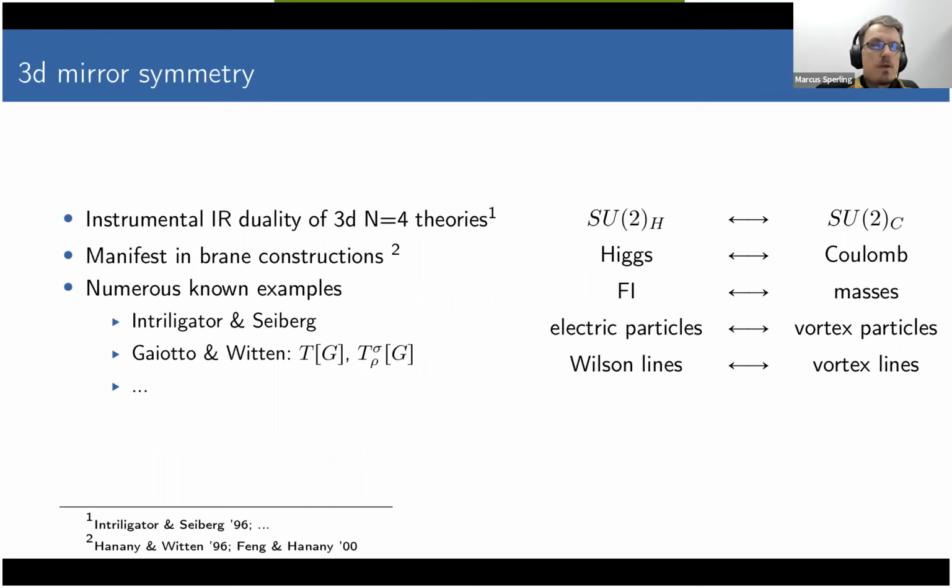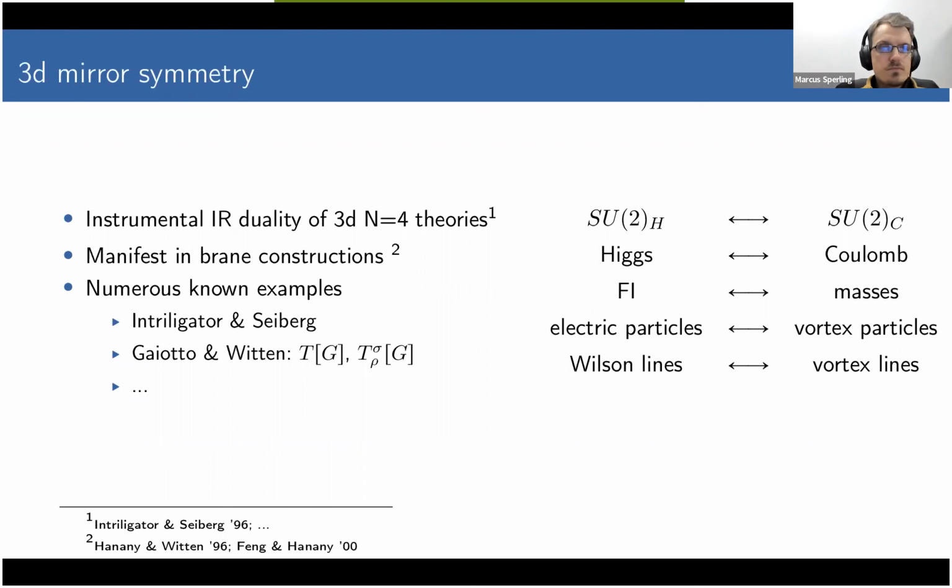And in all of these examples, basically what we expect is that we have two theories which are IR dual to each other, meaning they are equivalent upon exchange of certain quantities. We know that some of these quantities are, for instance, the two asymmetry factors. The others are, of course, which have been extensively discussed in this meeting, the Higgs and the Coulomb branch. Then we know the deformation parameters. And we also know that the electric and vortex particles are exchanged, as well as some defect lines, which are the Wilson and the vortex lines.